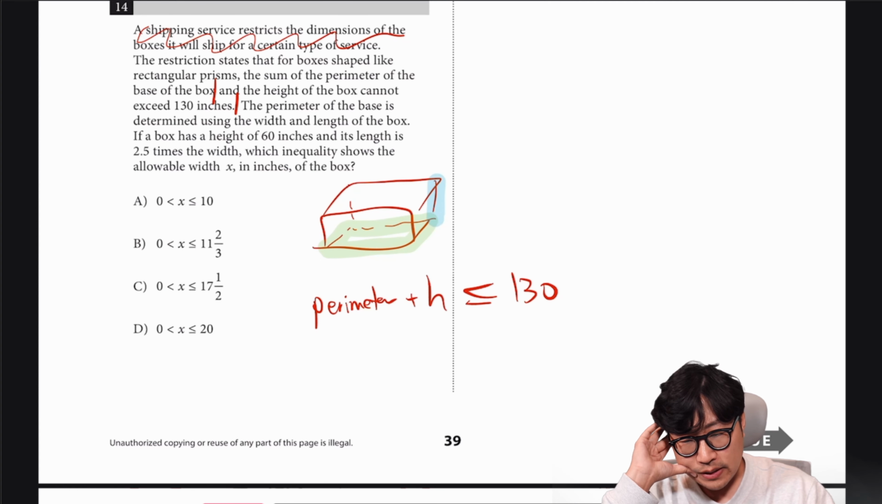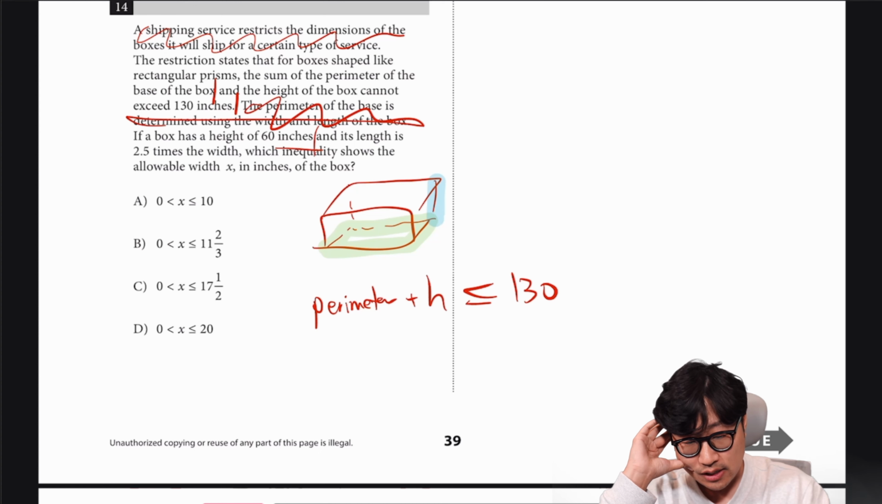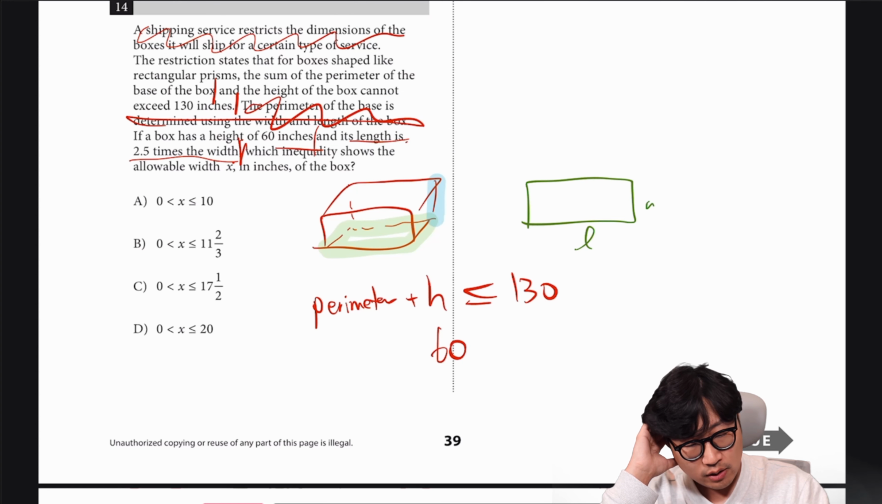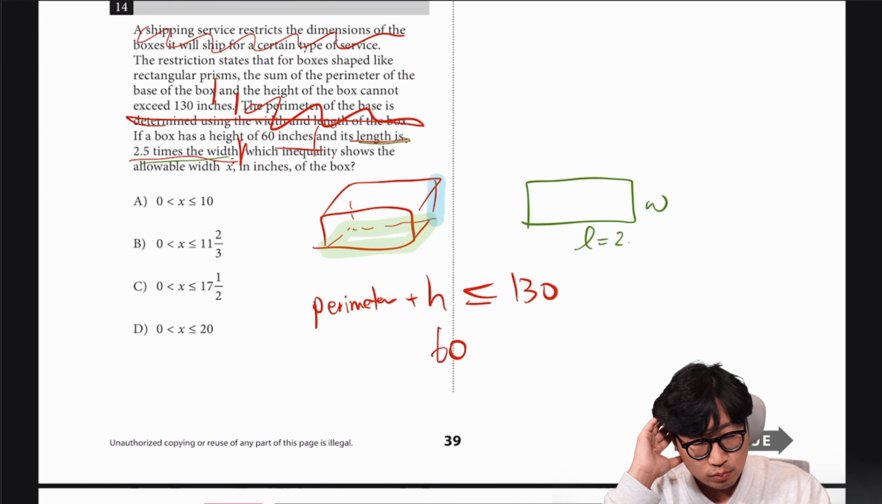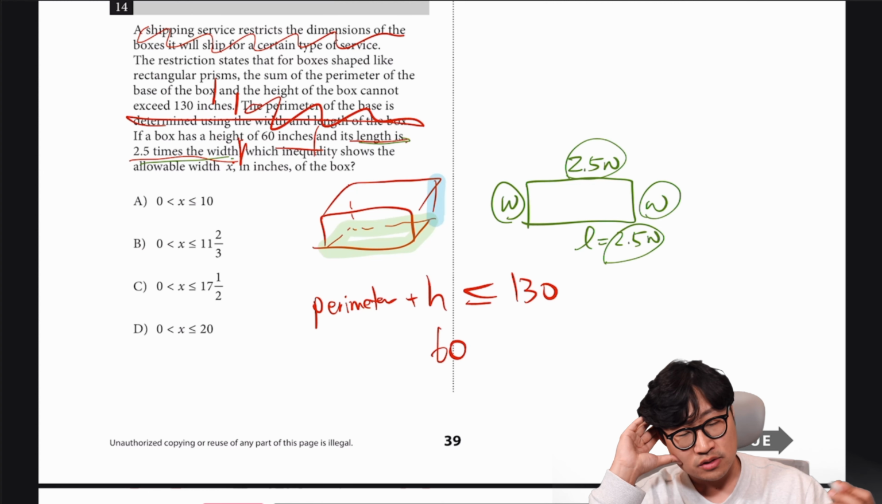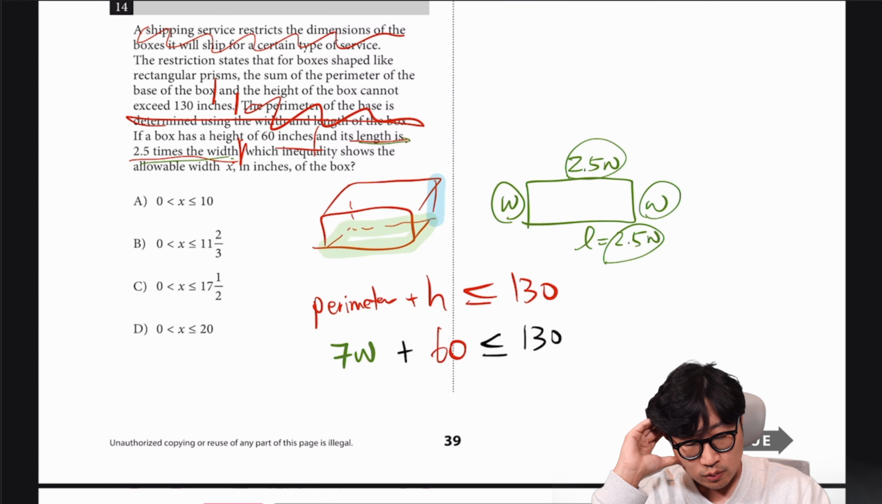The perimeter of the base of the box is determined using the width. If a box has a height of 60 inches, so 60 for the height, and then length is 2.5 times the width. Hold on. If you look at the bottom of the box, call that length, call that width. What they're saying is the length is 2.5 times the width. So I can say L is equal to 2.5 W. So technically, that'll be 2.5 W, that'll be 2.5 W, that's a W, that's a W. So if you add all the W's up, that's going to be a total of 7 W's. And that's basically what I'm going to call the perimeter, 7W. And that should be less than or equal to 130. This is pretty easy then.